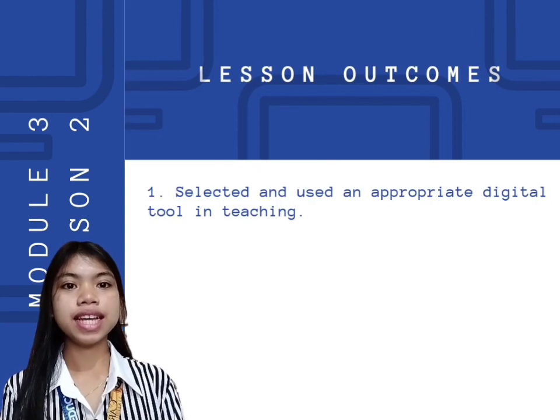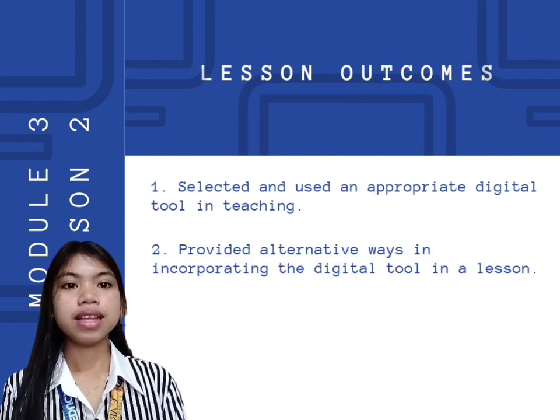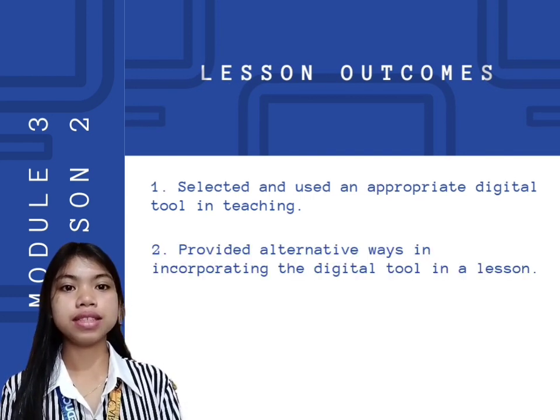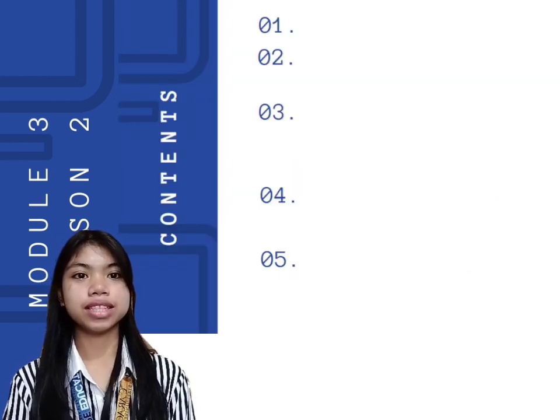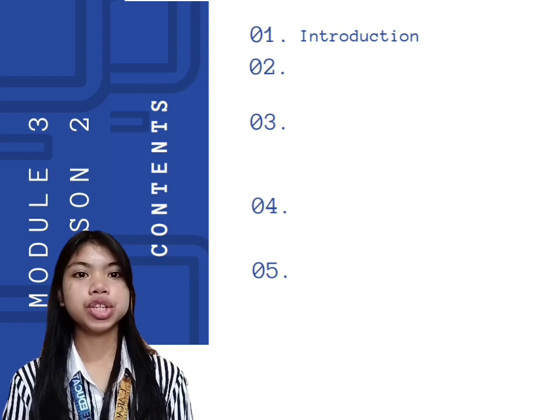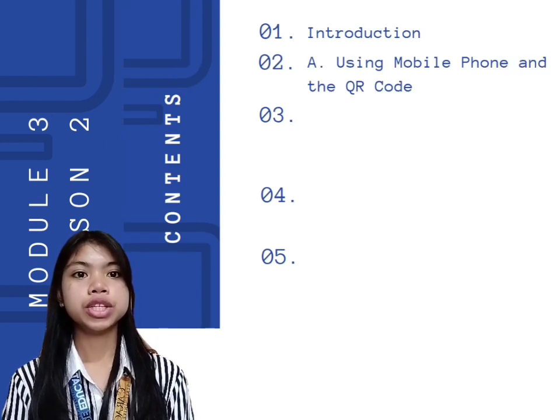First, selected and used an appropriate digital tool in teaching. Second, provided alternative ways of incorporating the digital tool in a lesson. There are 5 contents in this lesson. Content 1, Introduction. Content 2, Using mobile phone and QR code.